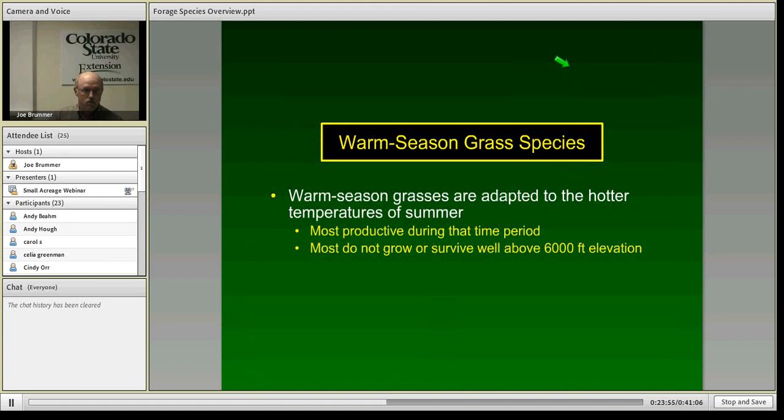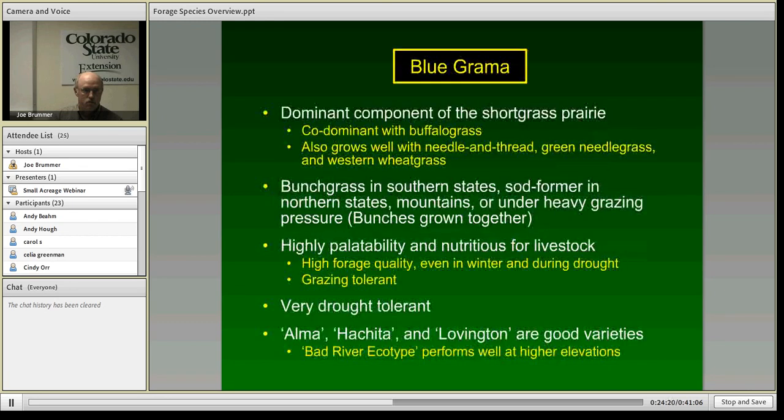Two more I'd like to close up with here, and these are warm season species. Again, everything we've been talking about so far have been cool season species. The warm season grasses are adapted to the hotter part of the summer, those hot summer temperatures. That's when they're going to be most productive. And because of that, they don't tend to like the higher elevations. So once you get above about 6,000 feet, many of these species do not grow very well. So they work very well down here on the Front Range and Eastern Plains.